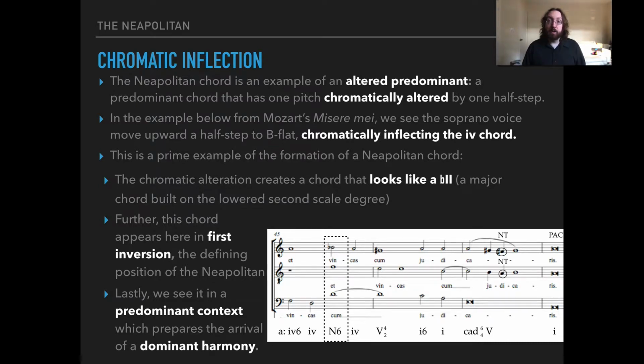In the example below from Mozart's Miserere Mei, we see the soprano voice move upward a half step to B flat, chromatically inflecting the iv chord. Here we are in A minor, and we have this sound.